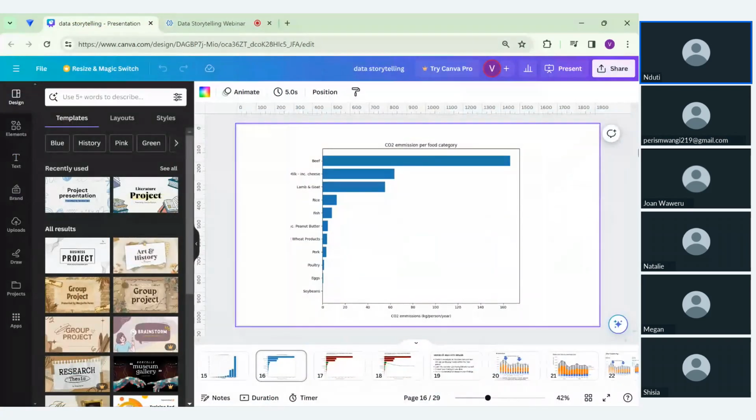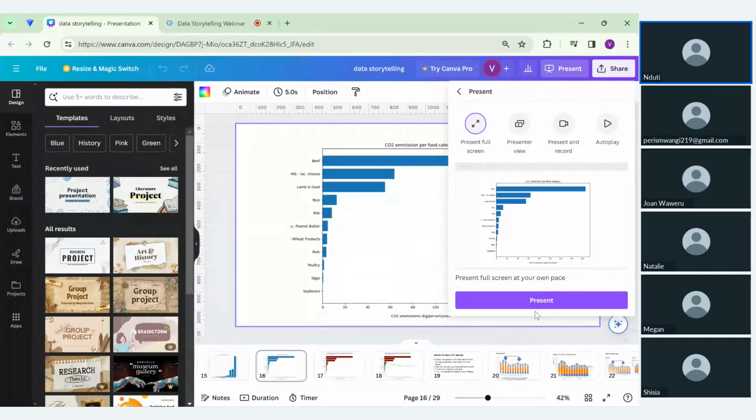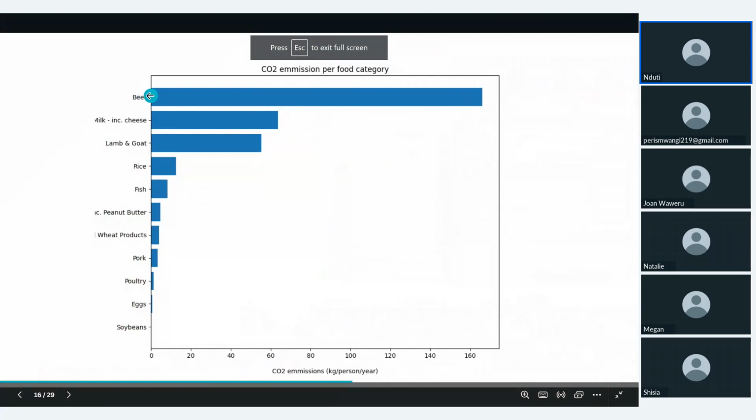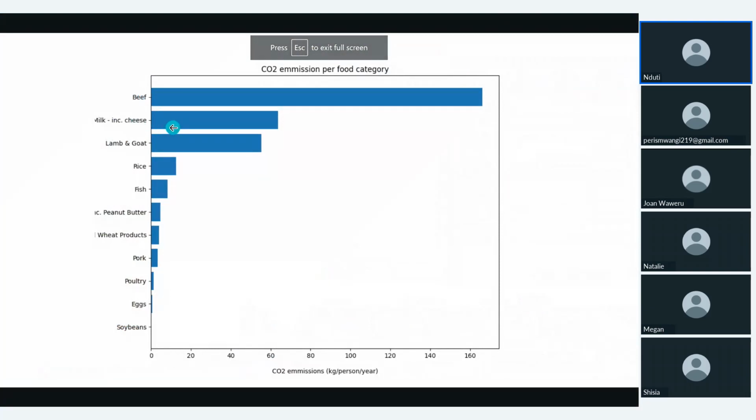A hint, guys. Let's take a look at this. We have beef, that's an animal product, milk, that's an animal product, lamb and goat, that's an animal product, rice, plant-based. Animal, plant, plant, animal. We have some sort of repeating pattern. And I'm thinking to myself, probably I could give a better distinction or a better message from this, right? Why do I need to stop here?